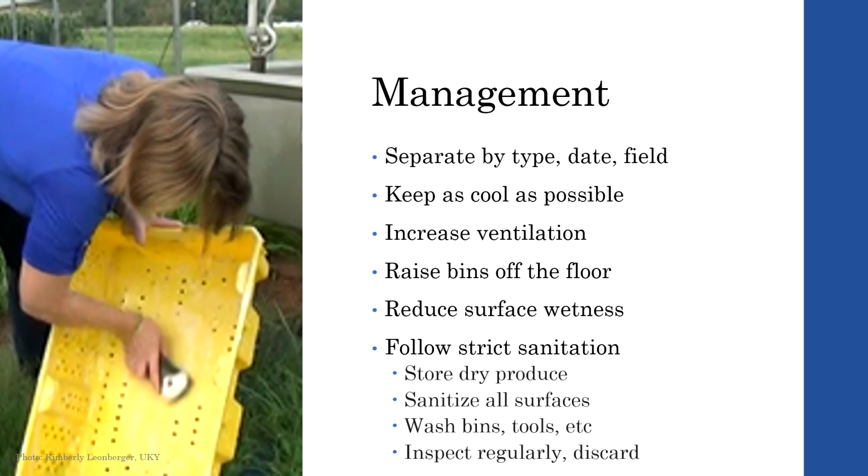Keep cooler settings as low as possible for the type of produce being stored, and maintain humidity levels appropriate for that type of produce. Maintain ventilation by spacing and organizing. Separate all bins and boxes by crop type, date, and field so that you can easily remove damaged lots if needed. Follow strict sanitation by keeping all surfaces clean and sanitized and by removing contaminated produce often.